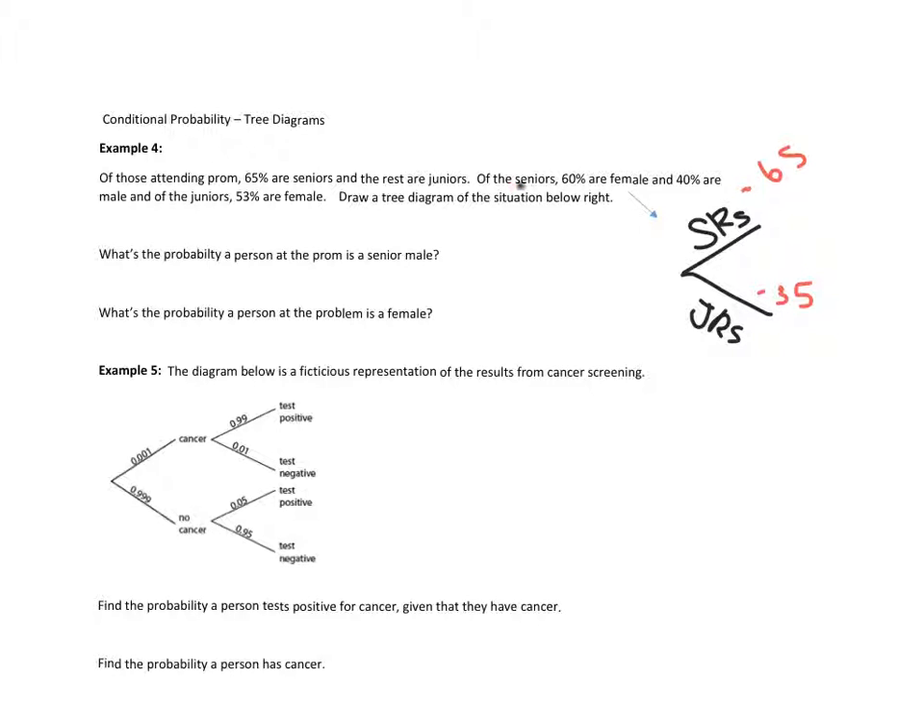Then, of the seniors, 60% are female and 40% are male. So from the senior branch, I'm going to branch out and do 60% female and 40% male. And of the juniors, 53% are female, which would mean 47% are male. I'll erase that. So 47% are male.